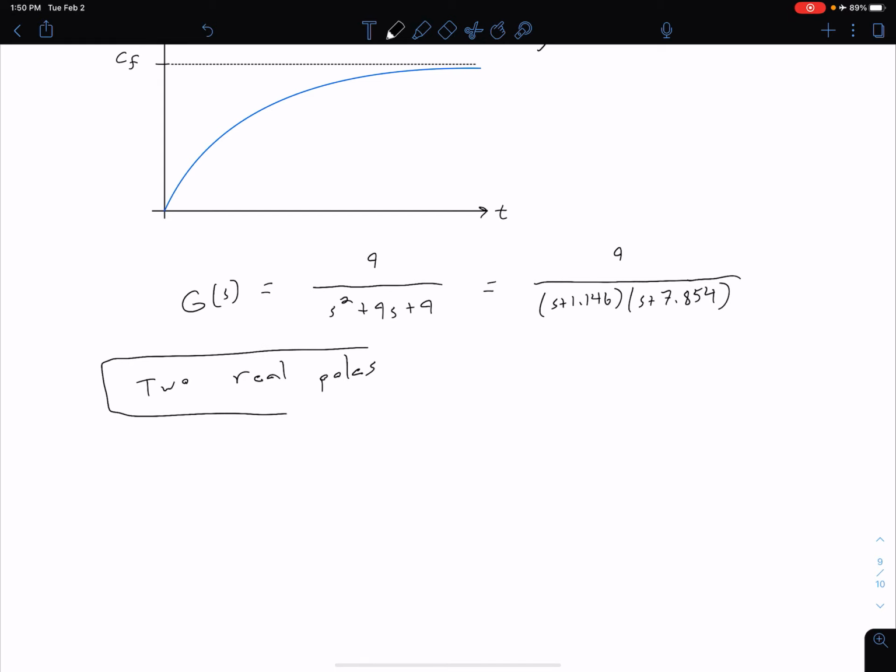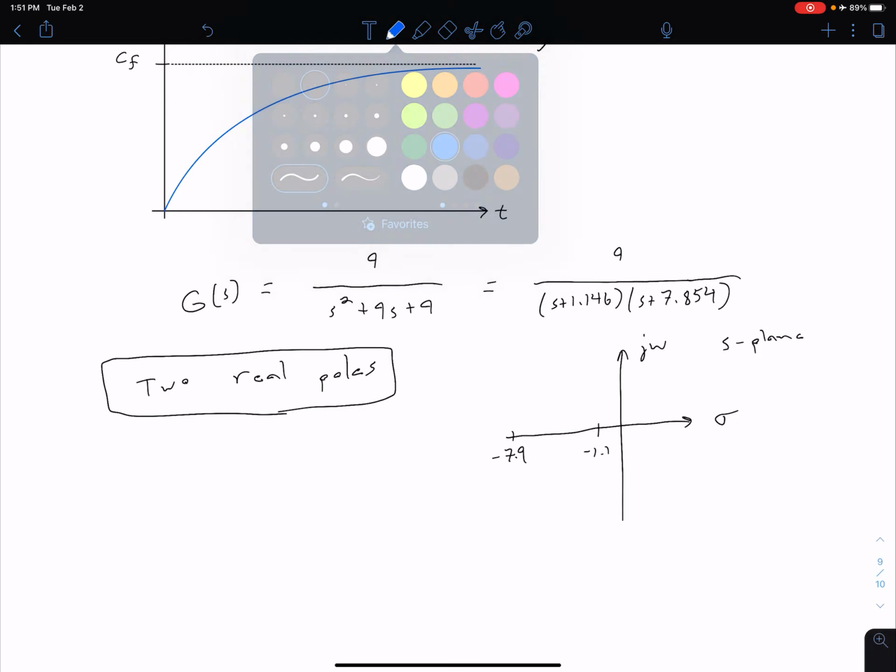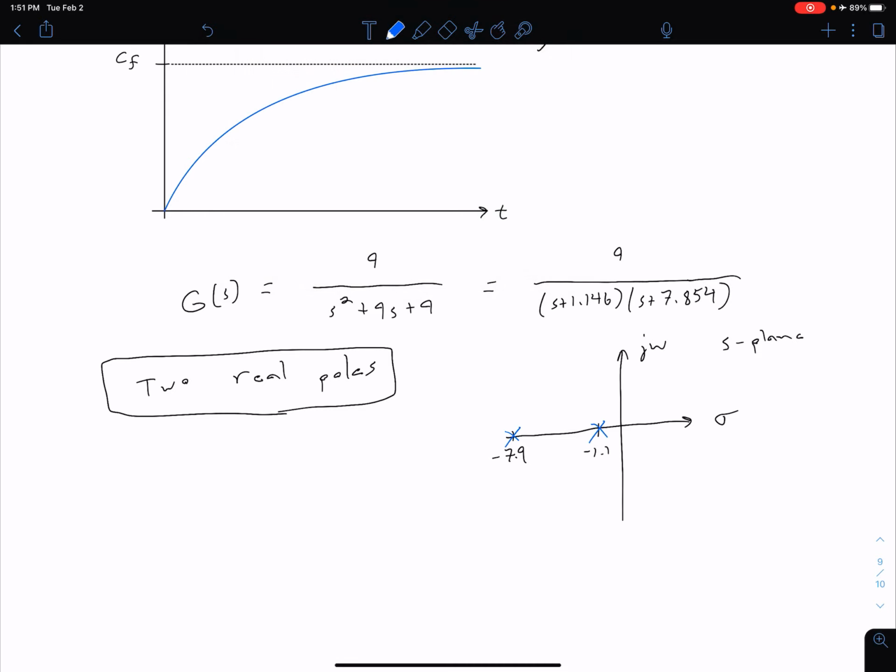And so what we're going to see is that we can tell what response type we're going to have just by looking at where our poles are. So that's going to be very useful to do. Again, you might see this presented in the s-plane as opposed to in a transfer function equation. So in our s-plane, we have our real axis, sigma, and our j omega, which is our imaginary axis. In this case, we have approximately negative 1.1 and, not quite to scale, approximately negative 7.9. So we would have a pole at each of those two locations, and in this case, no zeros for this transfer function.